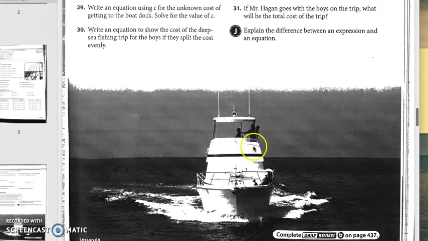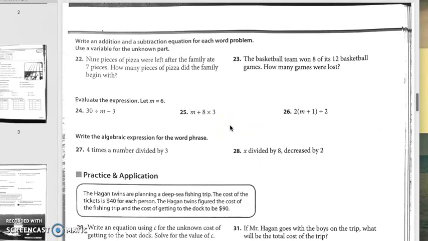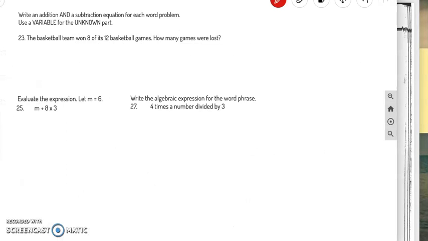So we are gonna be doing page 217 in math. We're continuing here. Write an addition and a subtraction equation for each word problem and use a variable for the unknown part. So we're gonna be doing the odd numbers like we were doing so far. Number 23. The basketball team won 8 of its 12 basketball games. How many games were lost?